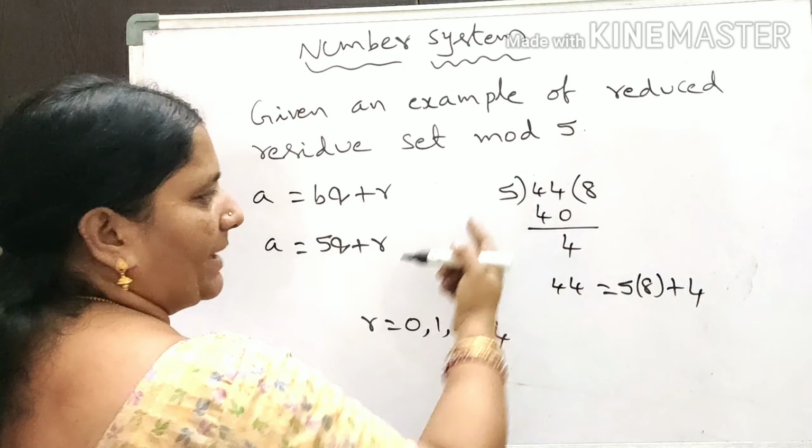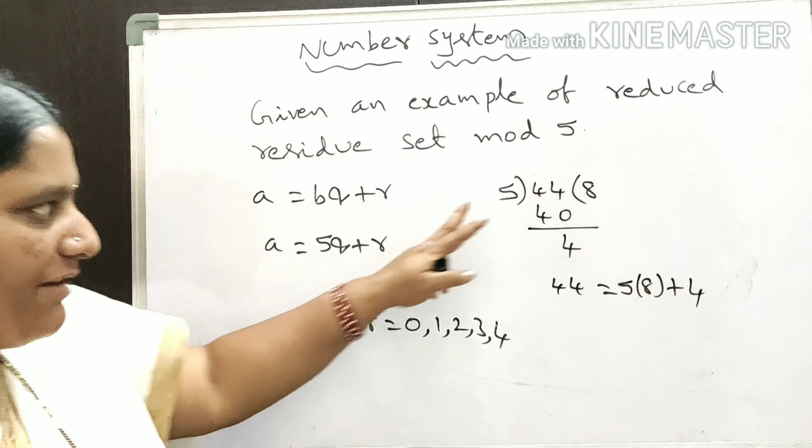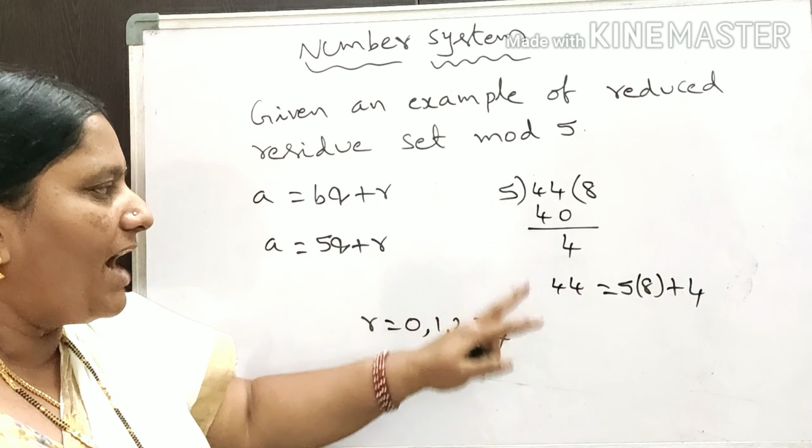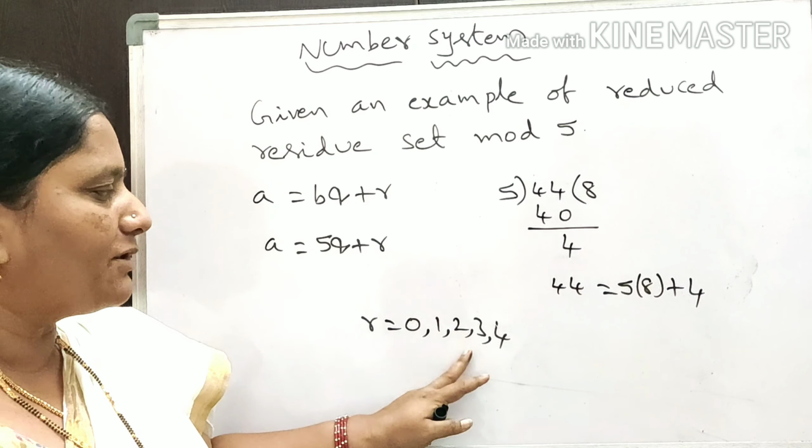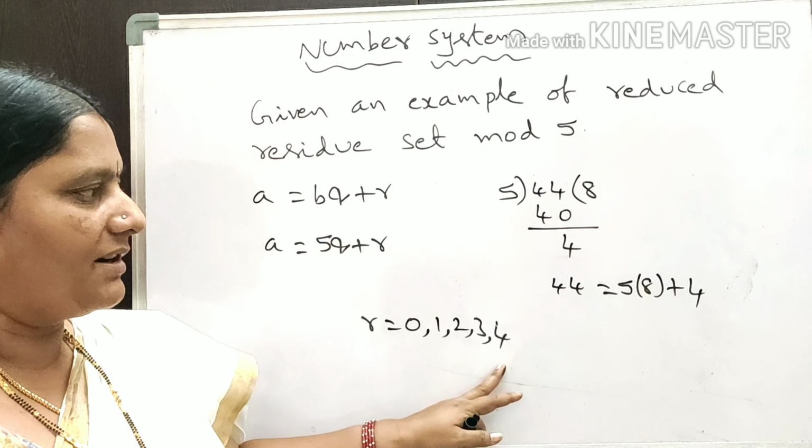So whenever a number is divided by 5, the values of remainder are either 0, 1, 2, 3 or 4. Thank you.